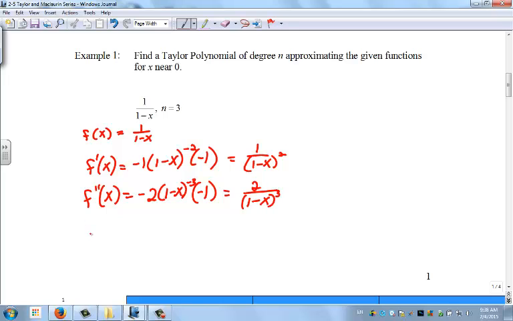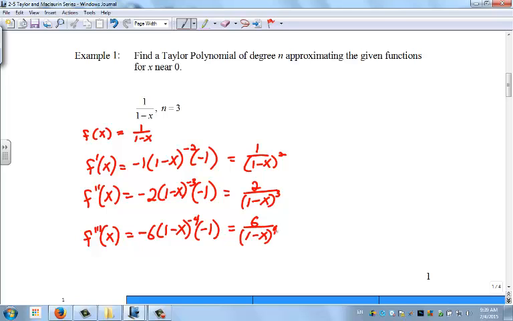And then finally, we'll take our last derivative that we need for this Taylor polynomial. F triple prime of x is equal to, well, this is 2 times 1 minus x to the negative third, so when we bring the negative 3 out front, we get negative 3 times 2, which is negative 6, times 1 minus x to the negative fourth, times the derivative of the inside, which again is negative 1, so we're going to get rid of our negative. And so our final answer to this is 6 over 1 minus x to the fourth.